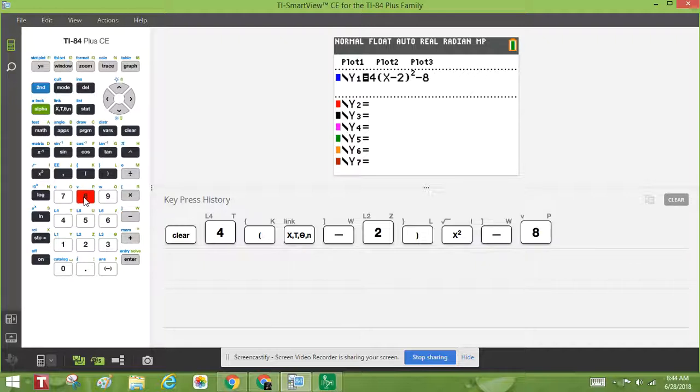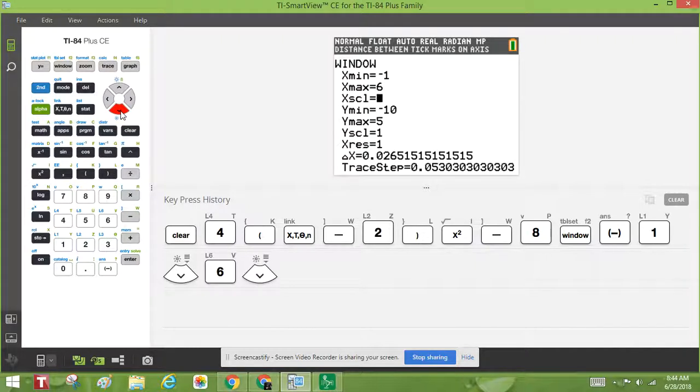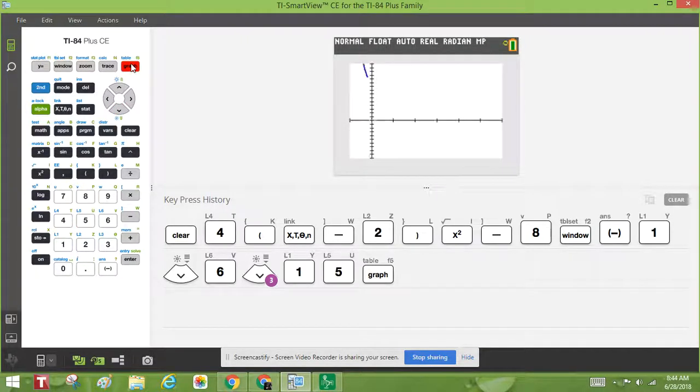All right, now I've already found a good window for this. Since you already know how to do that, I won't walk you through that. So I'm going to set my x's to -1 and 6. And I'm going to set my y minimum to -10 to 15. All right, so that looks like a good window. I can see my vertex. I can see my y-intercept. That looks good. All right, so now I need to show you how to do this.